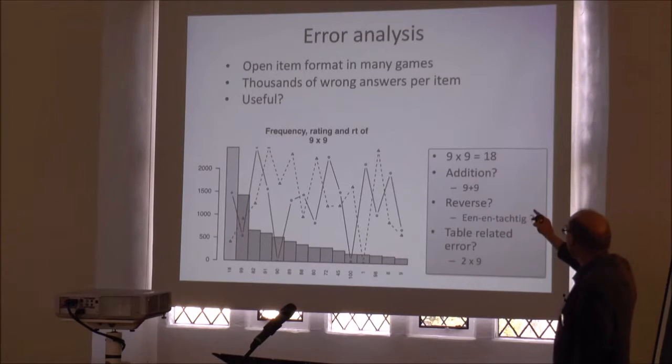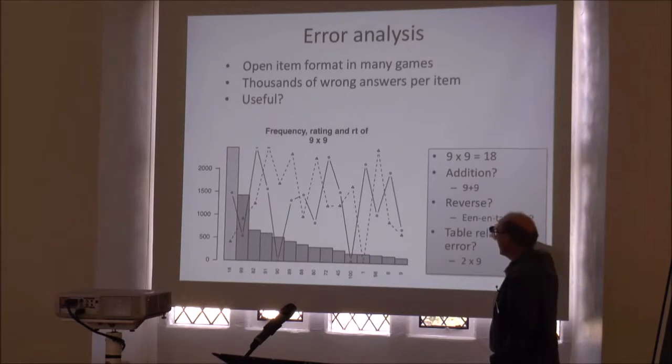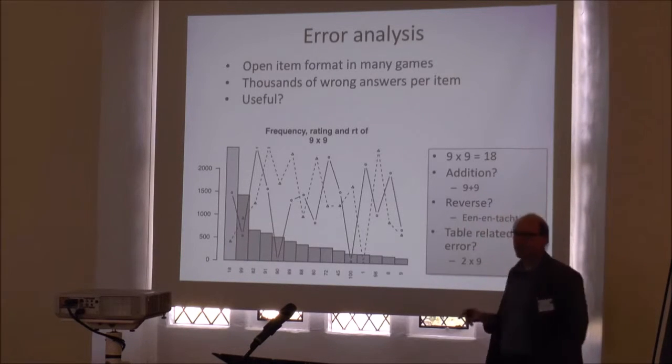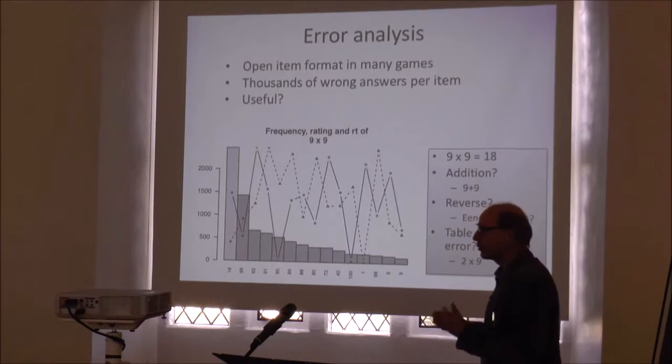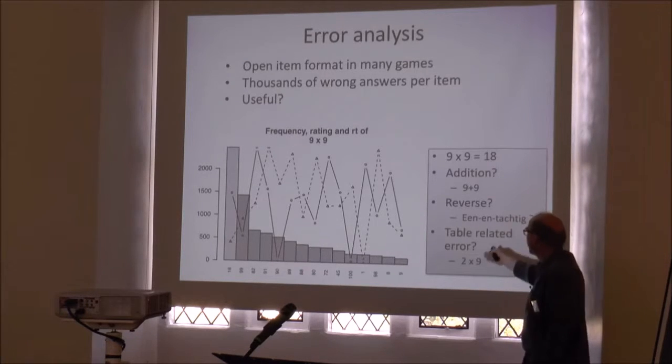It could be an addition problem, so that they do just addition. It could be the famous Dutch problem, so instead of 81, they type in 180, 81. They just type it wrong because that's called the reverse error, and only not possible in English but possible in Dutch. And it could be a table-related error.